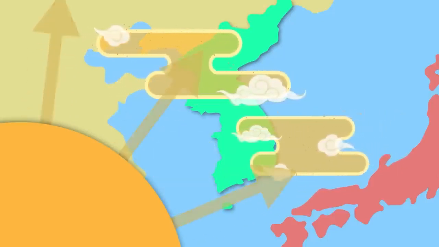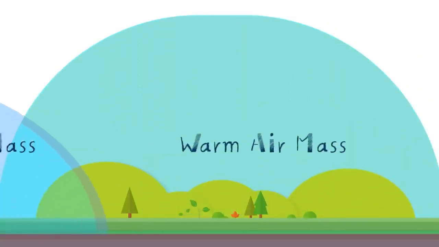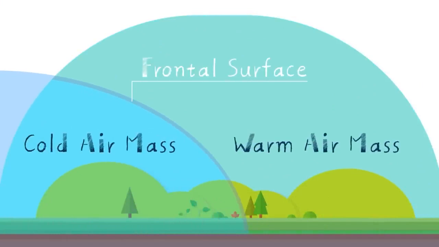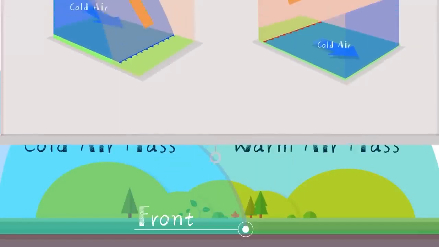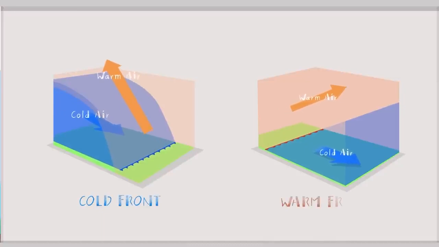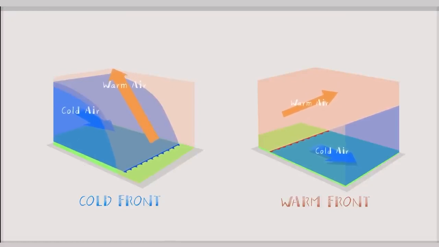The boundary where 2 air masses with different properties meet is called a frontal surface, and the boundary where a frontal surface meets the ground is called a front. In simpler terms, a front is the line where cold air or hot air meets the surface of the ground. Fronts can be divided into cold fronts and warm fronts, depending on how the cold air and warm air meet. When a front passes through an area, weather changes occur on either side of the front.